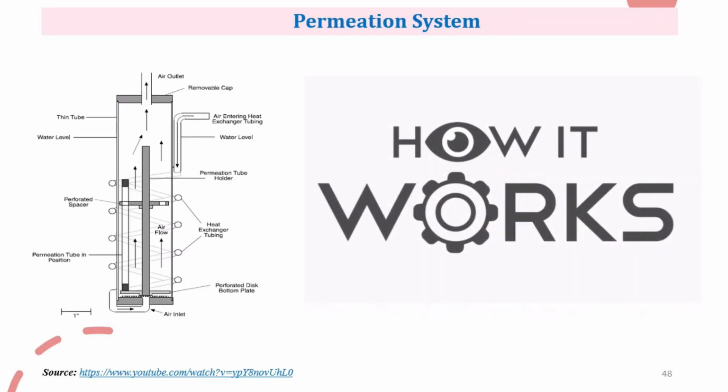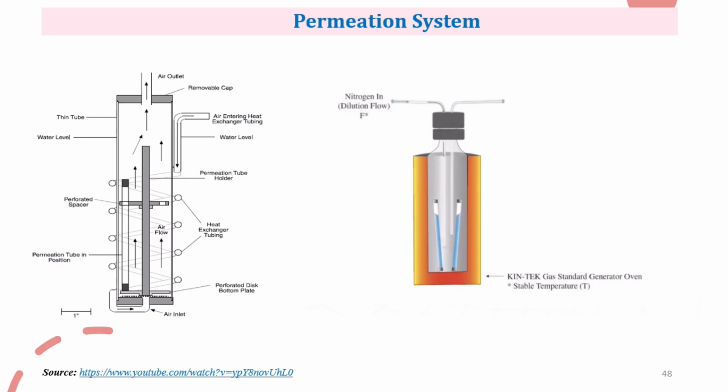Now let's discuss the permeation tube. This tube helps us achieve very low concentrations of calibration gas. We keep the calibration gas inside the tube under stable temperature and pressure. Then we pass zero air or inert gas through it, allowing a small amount of calibration gas of known concentration to mix in for use.